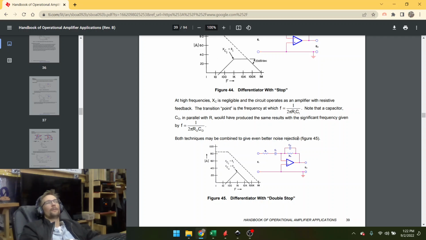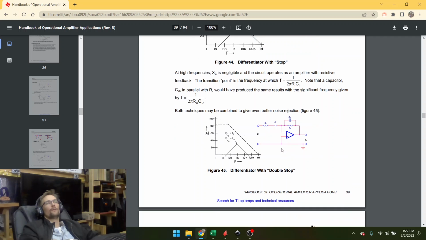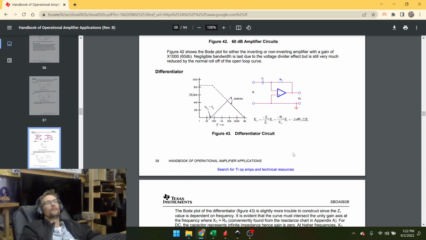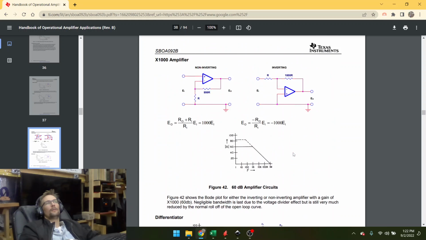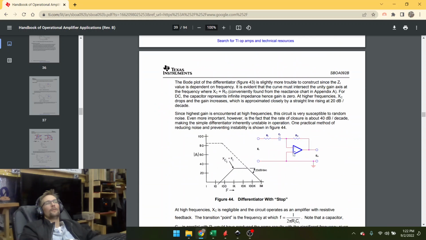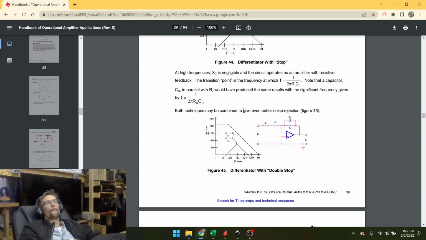Both techniques will be combined to give even better noise rejection. Maybe combined. Yeah. Note that a capacitor in parallel with R would have produced the same results with the significant frequency given by.